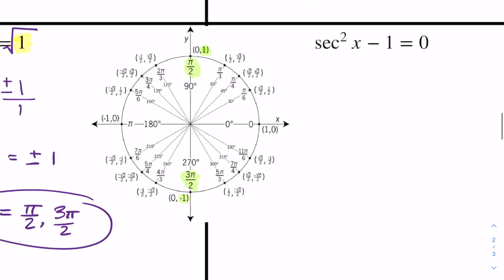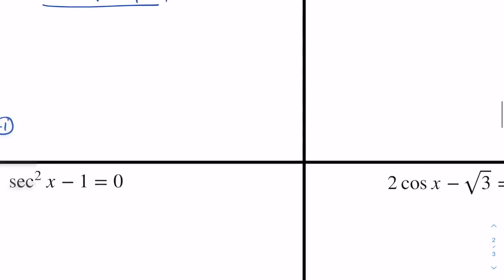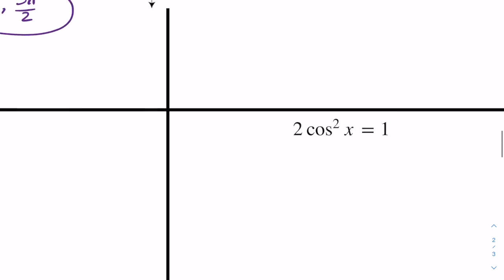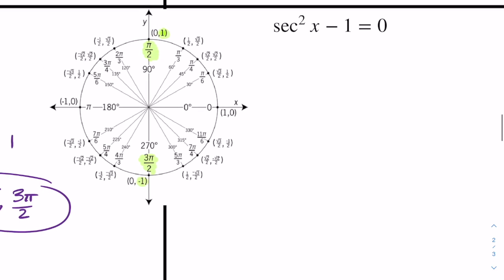Okay, let's try one more. Those are pretty doable. Some of these aren't that exciting. So let's just try this one. We have secant squared x minus 1 equals 0. Hopefully it's obvious to you that you probably want to get that secant by itself. So we get secant squared x equals 1. Again, you see the square.